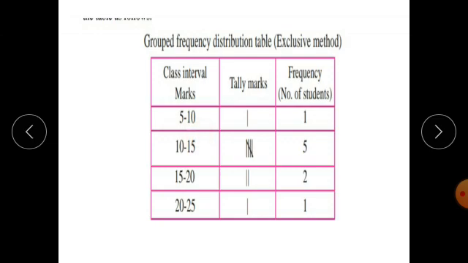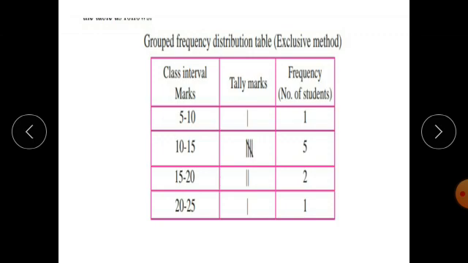That is, the upper class limit of a class should be excluded from the class. The upper class limit of 5 to 10 is 10. So this table is a group frequency distribution table, the exclusive method, because the upper class limit of a class should be excluded from the class. Therefore, this is called the exclusive method of classification.